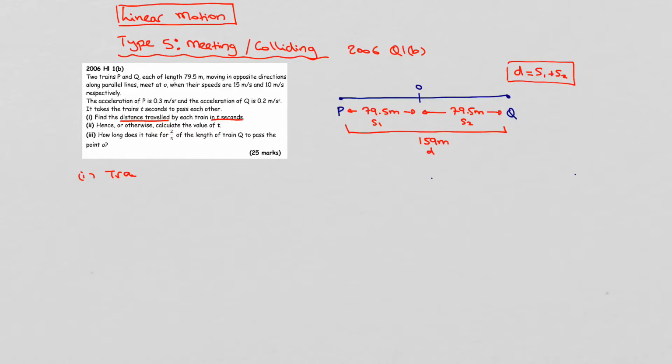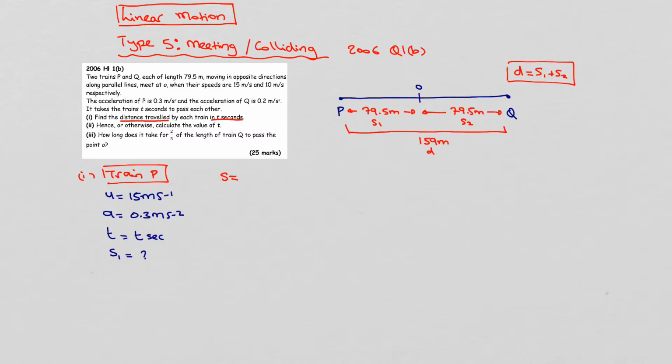Okay, so what do we know about train P? Well, for train P, we're told the initial velocity is 15 metres per second. We're told that the acceleration is 0.3 metres per second squared. And we're looking for the time in terms of t, so we're just going to say that's t seconds. And the distance that the train travels before they completely pass each other is what we're looking for, in terms of t.